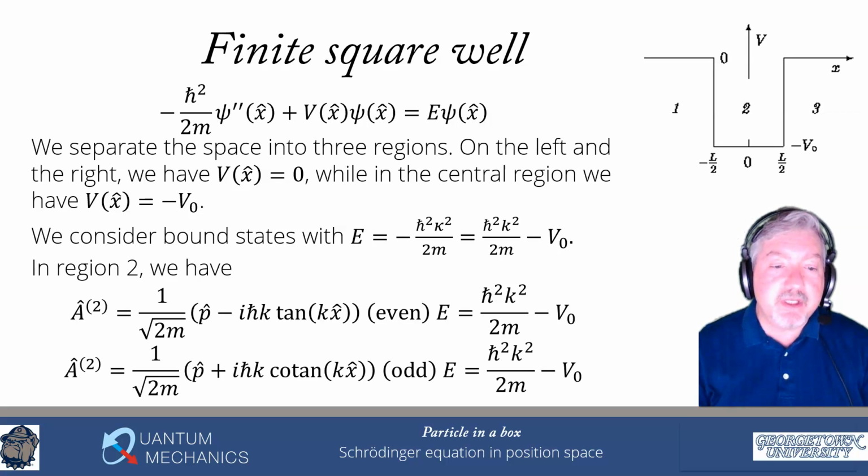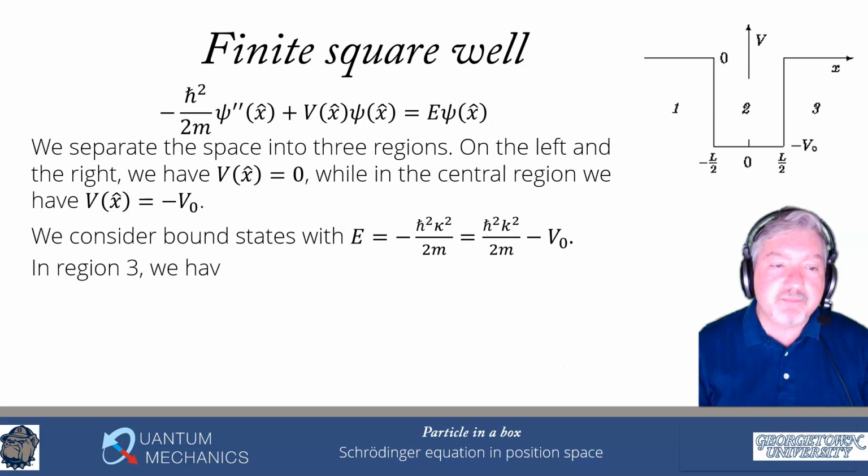That's for the even solution. For the odd solution, it's the cotangent solution. So that ends up being p hat plus i h bar k cotangent k x hat. And the energy E, again, is h bar squared k squared over 2m minus V0.